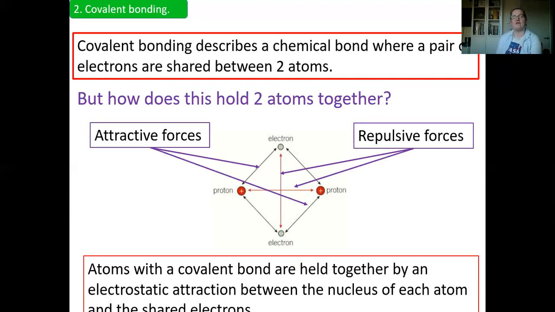But this time, rather than in an ionic bond, it being between the positive ion and the negative ion, in this situation, it's between the positive nucleus with the protons in and then the negative electrons. So atoms with covalent bonds are held together by an electrostatic attraction between the nucleus of each atom and their shared electrons, and that's where you've got that positive negative attraction occurring.